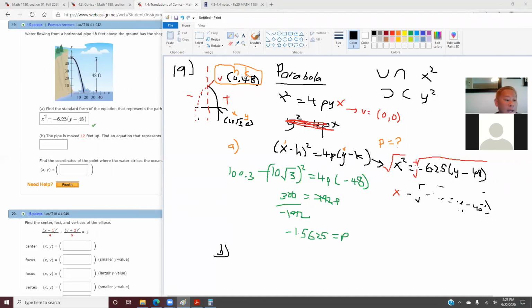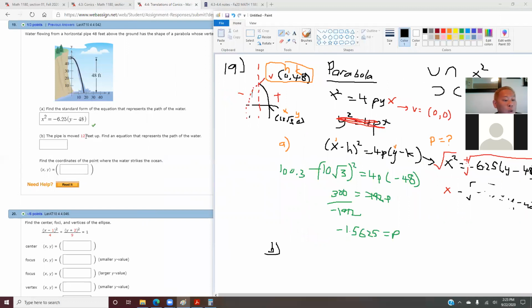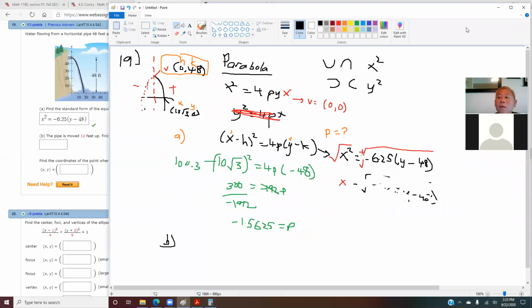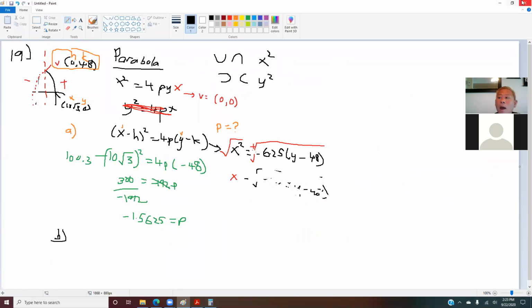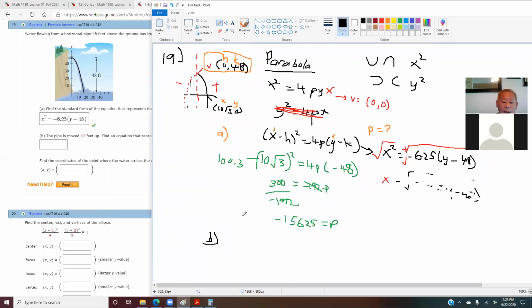Part B says that if the pipe is moved 12 feet up, find the equation that represents the path of the water. So what you do now is, this pipe, you move 12 feet. That means your vertex will be at 0, 60, because the pipe is moved 12 feet.